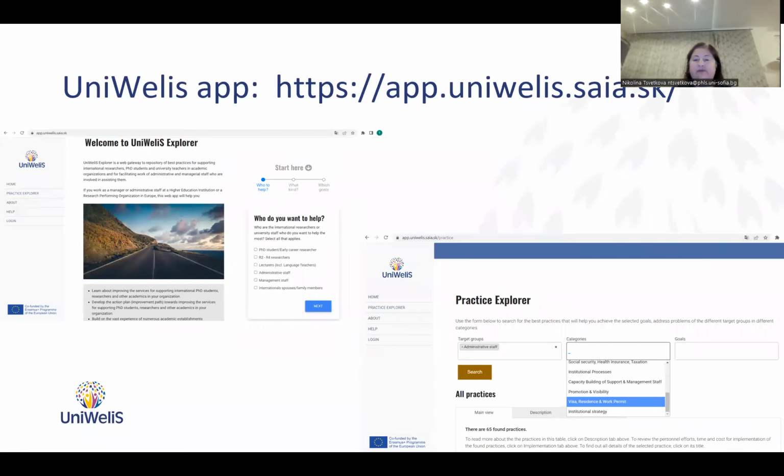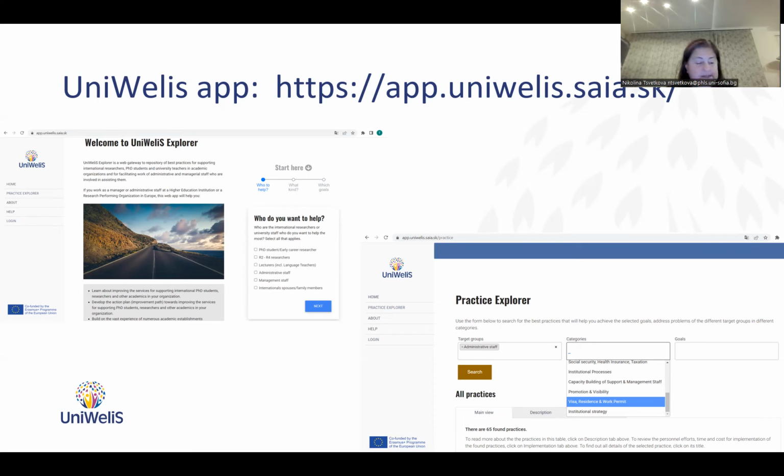On the following web address, you can explore the Uniwellis Explorer app. This is an instrument developed by the Uniwellis project. The app aims to facilitate access to best practices and to promote knowledge sharing among international offices of the universities. Please take a look at the search options and opportunities to select practices based on their target audiences and keywords.